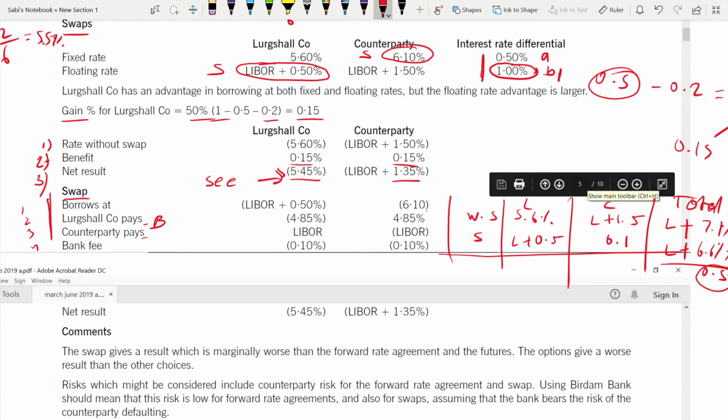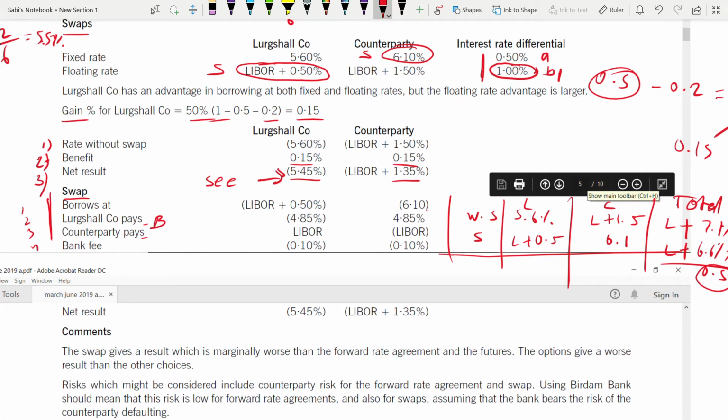That means after swap, that is with swap, in the net result the counterparty is paying LIBOR. That means counterparty has to pay LIBOR. Lakshal company is receiving LIBOR. That's why if you see here also, counterparty LIBOR is in bracket and the company is receiving LIBOR, that's why it is without bracket. Now do you understand? And bank fee is obviously 0.11%, so that also you can write.